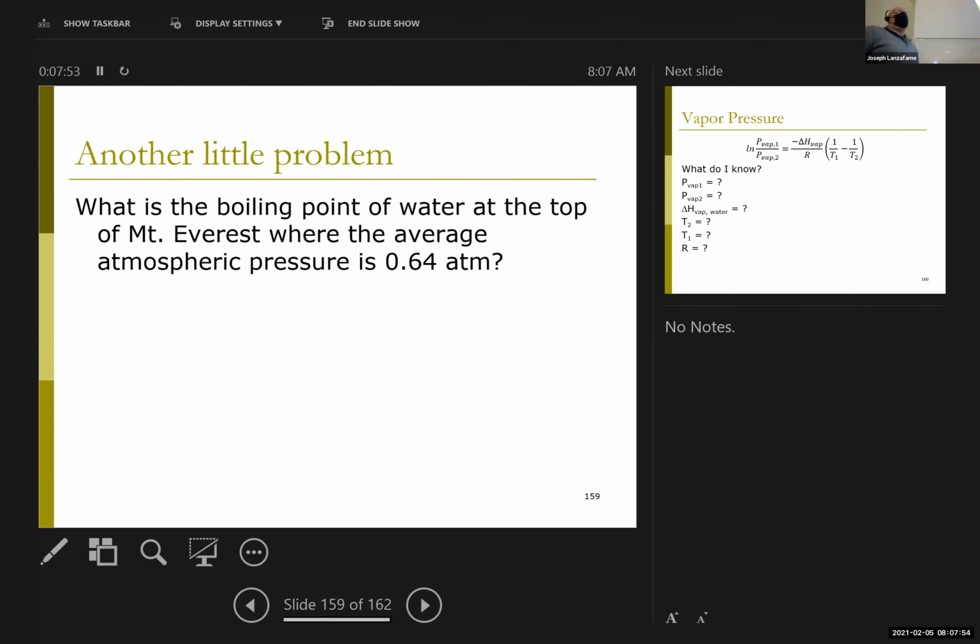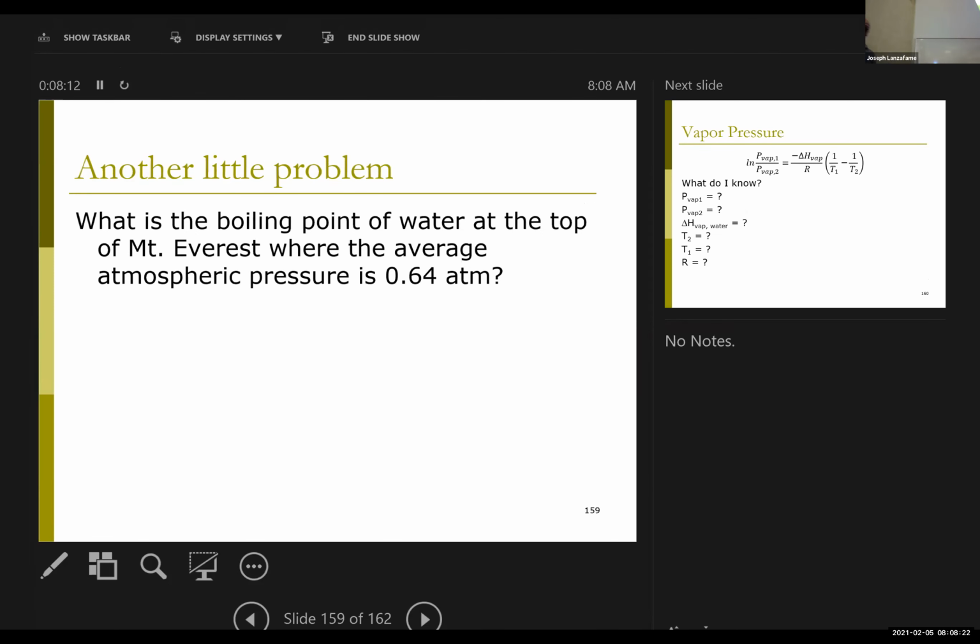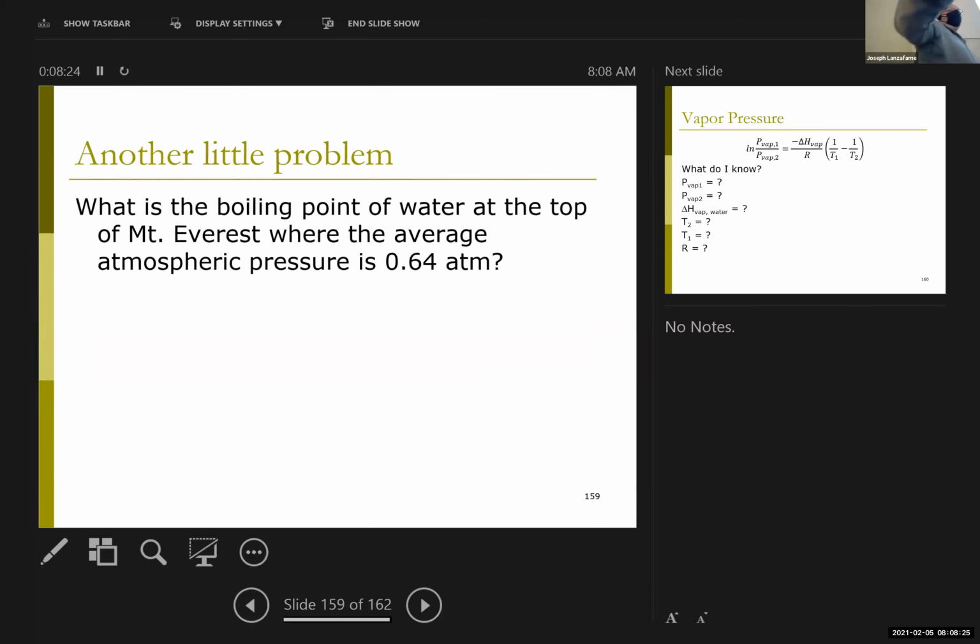noticeably lower air pressure. And if you go to the top of Mount Everest, which is the highest land peak on the planet, you actually have a significantly lower normal atmospheric pressure. The average atmospheric pressure on the top of Everest is about 0.64 atmospheres. This is why people summiting often wear oxygen, because you only have really two-thirds of the atmospheric pressure, which means really two-thirds the amount of oxygen. As a result, you boil at a different temperature.